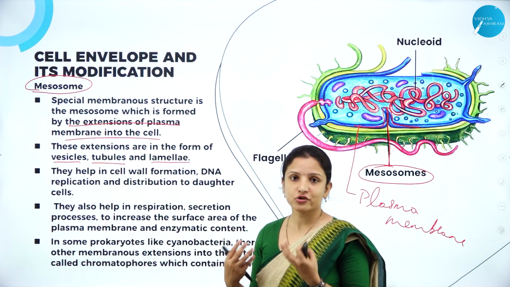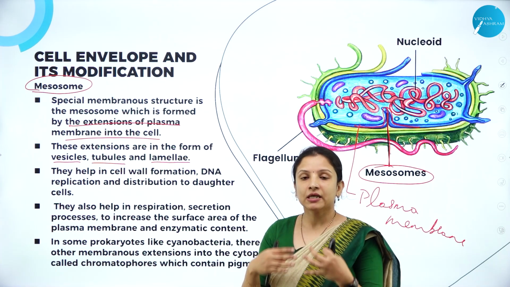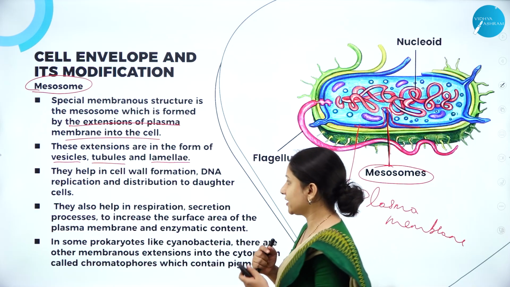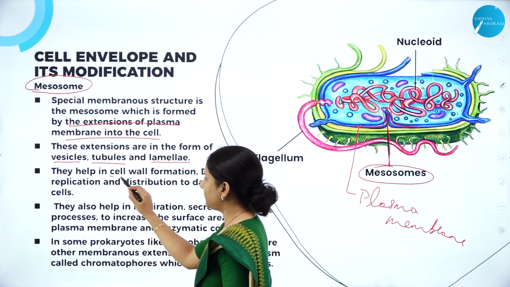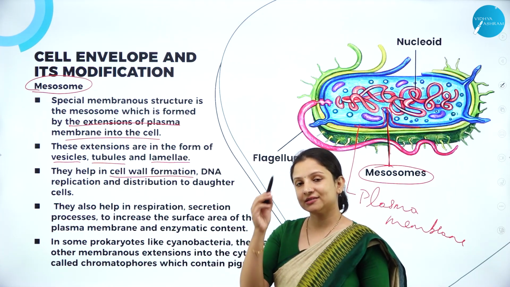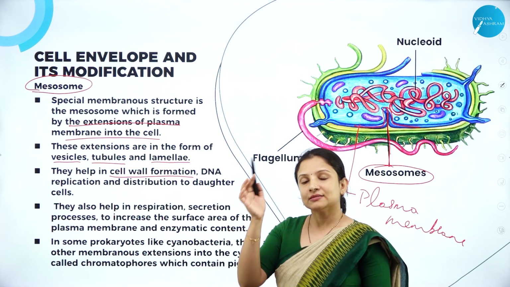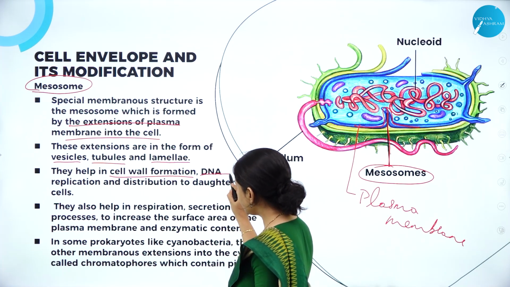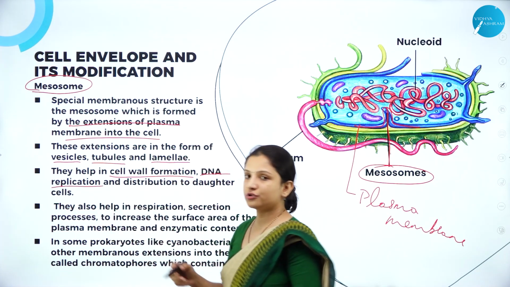And what is the function of the mesosome? Why should this infolding of the plasma membrane occur in the bacteria or in the prokaryotic cell? Because they help in cell wall formation. Because the cell wall is the second layer, that is the middle layer in the bacteria. Apart from that, it helps during the replication process of DNA.